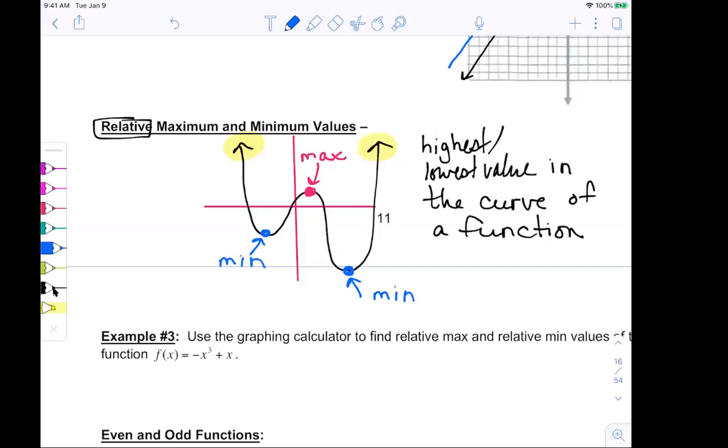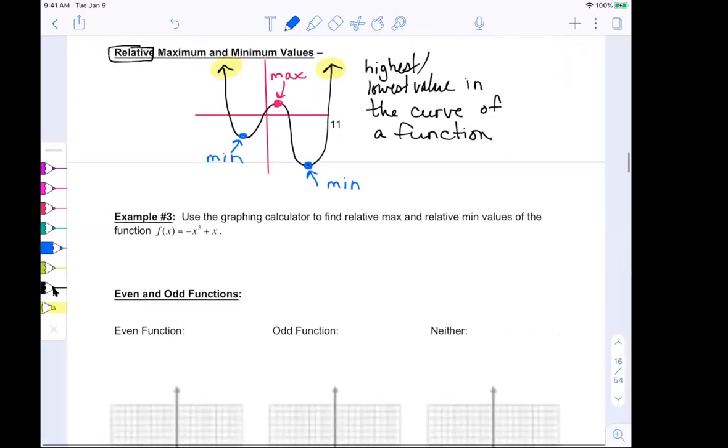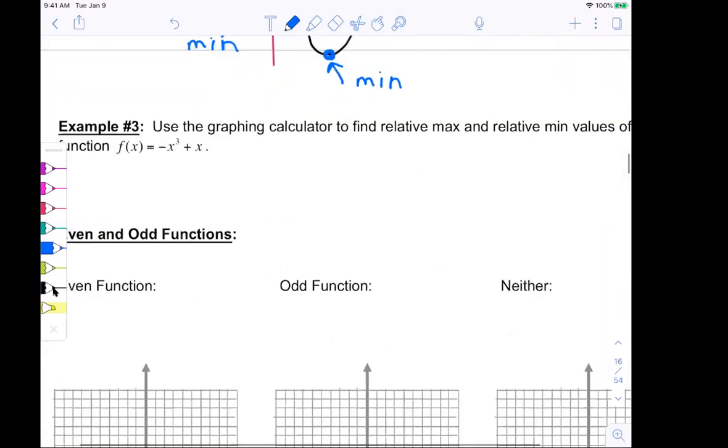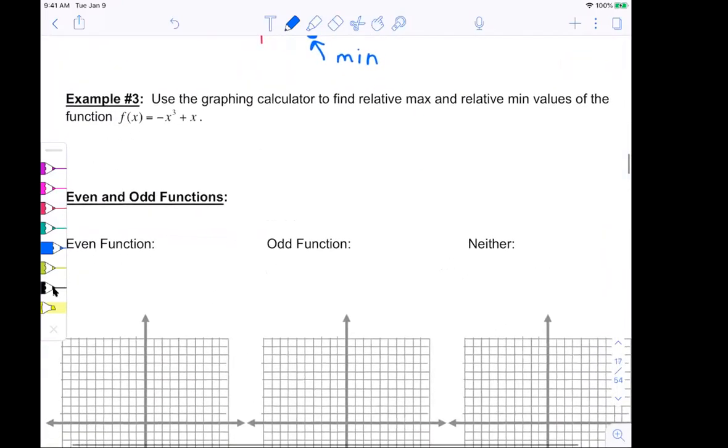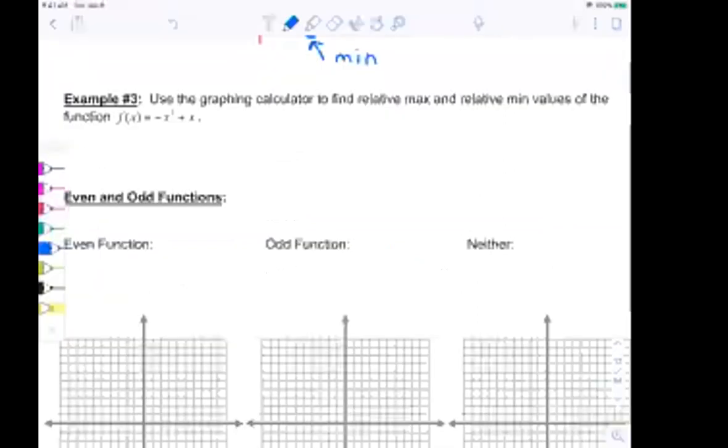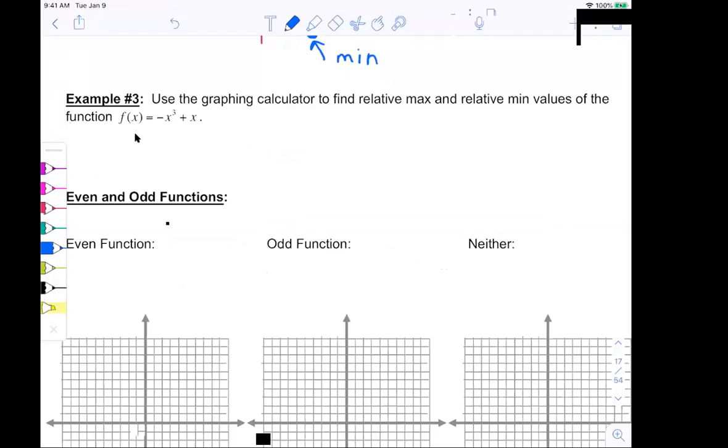So what I'd like you to do is to take out your calculator, and I'd like you to graph this function. And then I want you to sketch the graph in your notes.